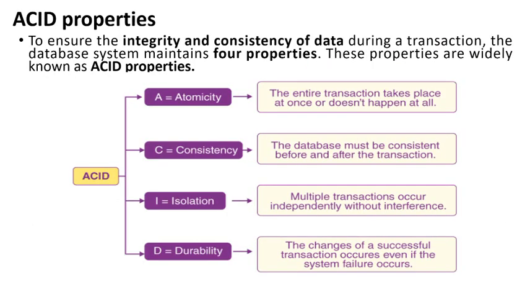ACID properties. ACID basically stands for Atomicity, which means the transaction takes place at once or doesn't happen at all. Consistency: the database must be consistent before and after the transaction. Isolation: multiple transactions occur independently without interference. D, Durability: the changes of a successful transaction persist even if a system failure occurs.